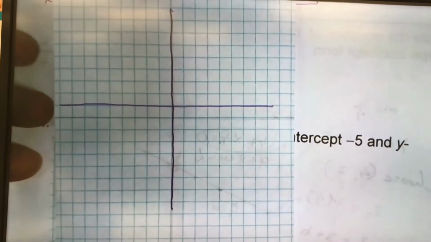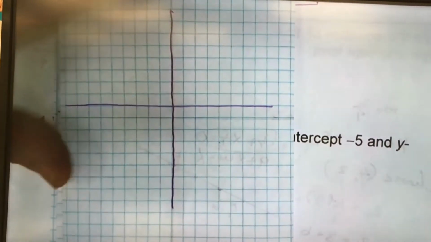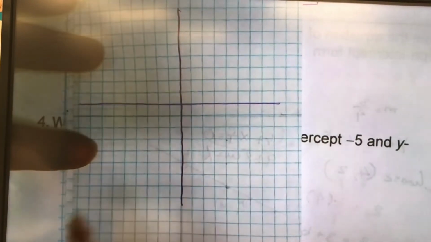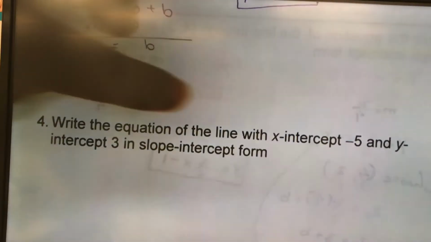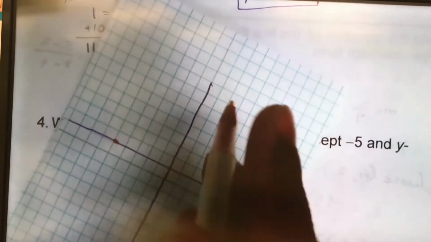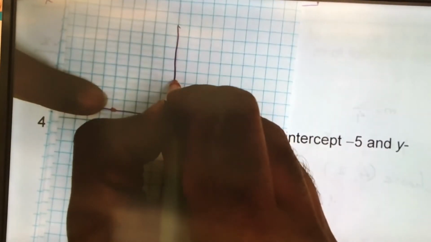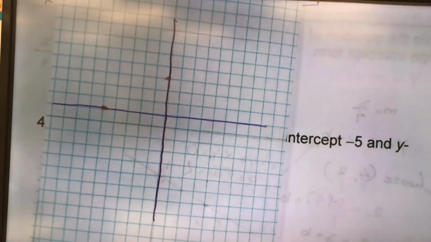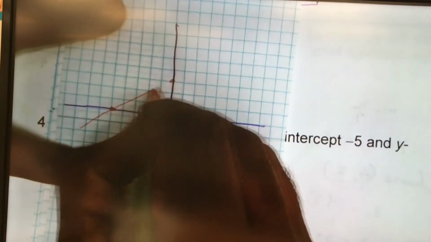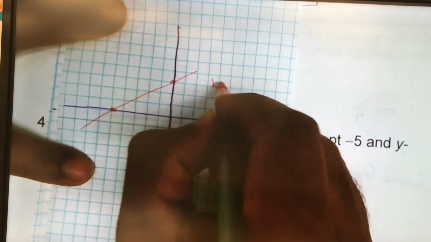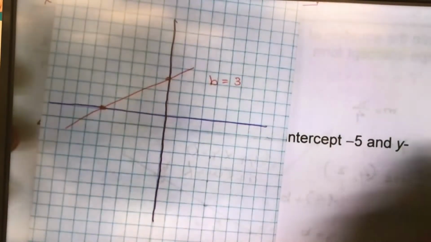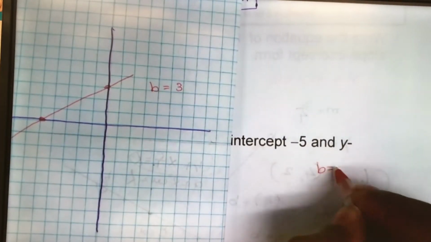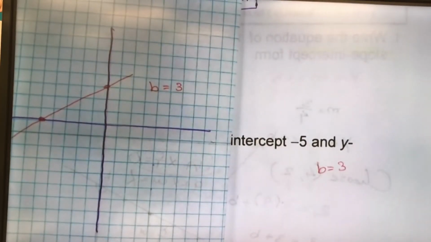Your x-intercept is negative 5, that's on the left side: 2, 4, 5, here, negative 5. And the y-intercept is 3 on the y-axis, that is positive 3 here. So draw the line passing through that. From the graph, I have b is equal to 3, the y-intercept. Let me write down here, b is equal to 3. And I need to identify the slope of the line.